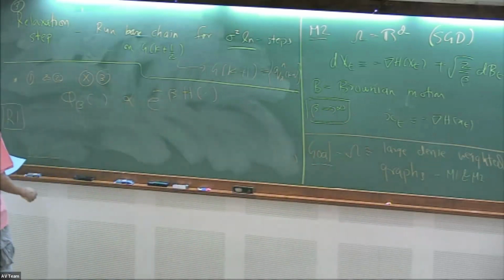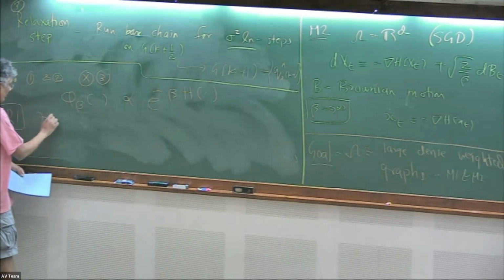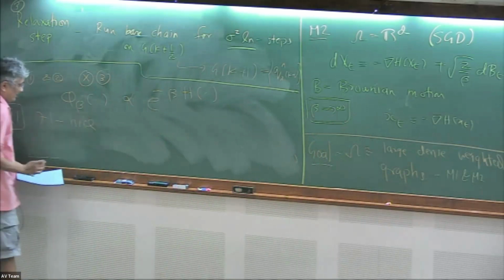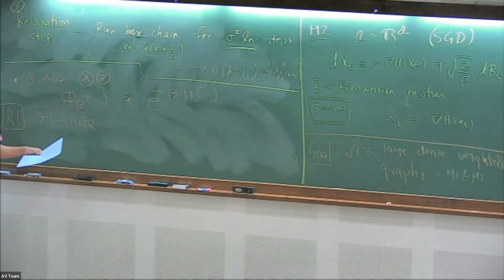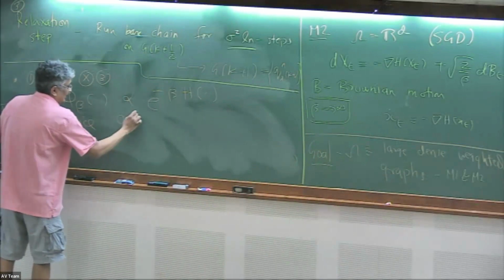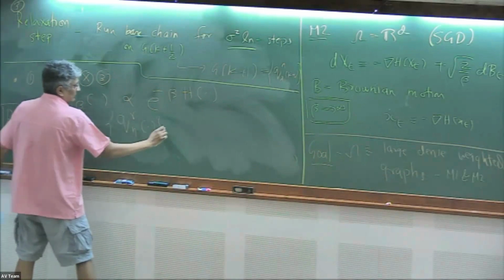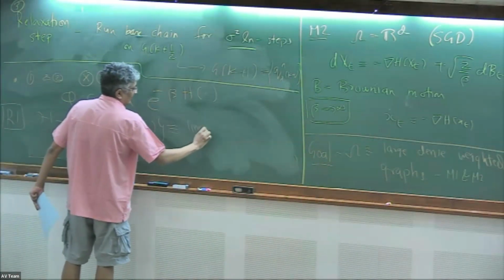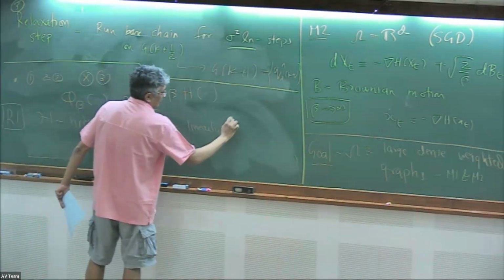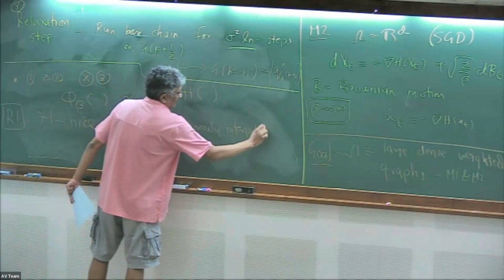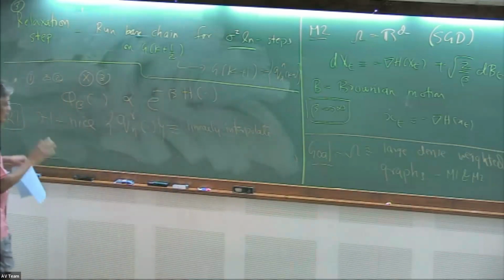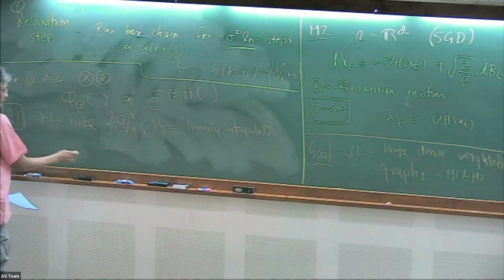Okay, what's the first result? H is nice. I won't write the assumptions on H. H is some nice function, convex with a unique minimum, let's say. You look at the edge density, Q_{n,r}. You suitably linearly interpolate it in time. Just look at the edge densities. They will converge to a diffusion. And the diffusion I write down is dX_r(t).